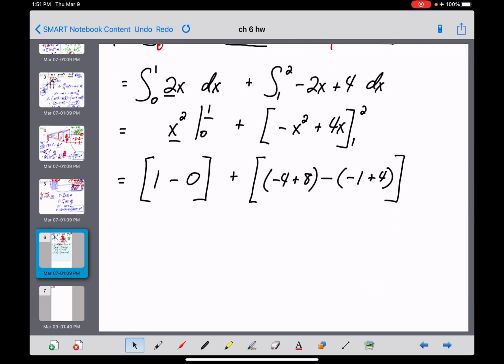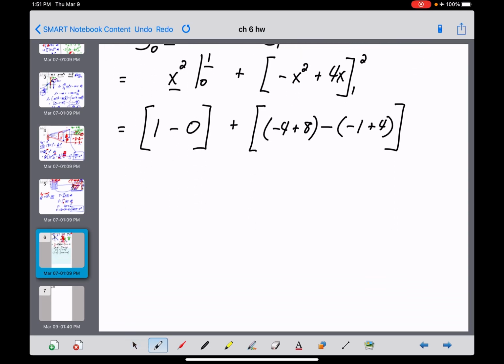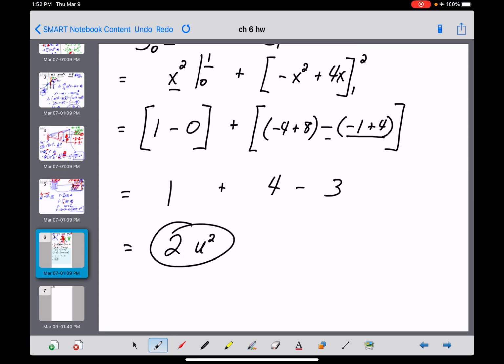And I think at this point, guys, we should be pretty close to finishing this whole thing off. We've got a 1 right here, plus that negative 4 plus 8 is going to be a 4. This was 3, but we're subtracting that, so minus 3. So I've got a 1 plus 4 minus 3. Looks like our answer is going to be 2 square units for the area of that region.